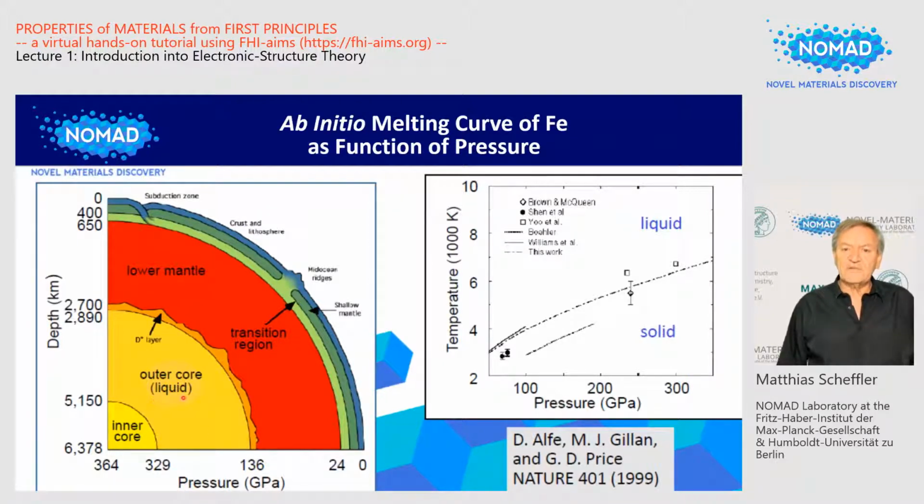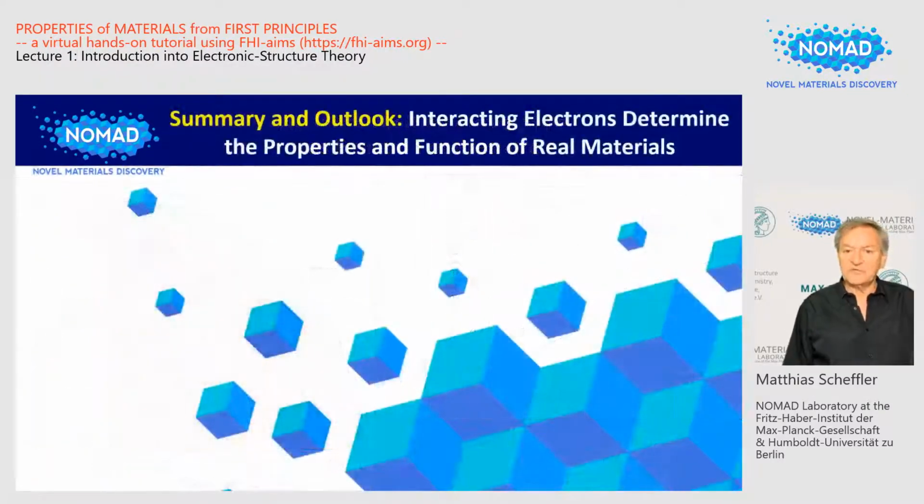It is now clear that in the outer core, local circulations and turbulent convection will occur. With most of the previous experimental estimates, that was not possible because the viscosity wasn't right. Let me finish this introduction and overview with a summary and outlook, which tells that interacting electrons determine the properties and the function of real materials. And interacting electrons drive an enormous amount of different mechanisms.